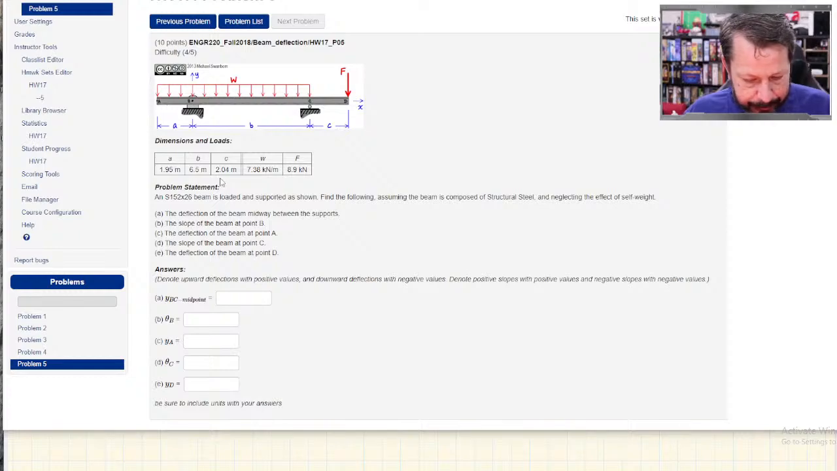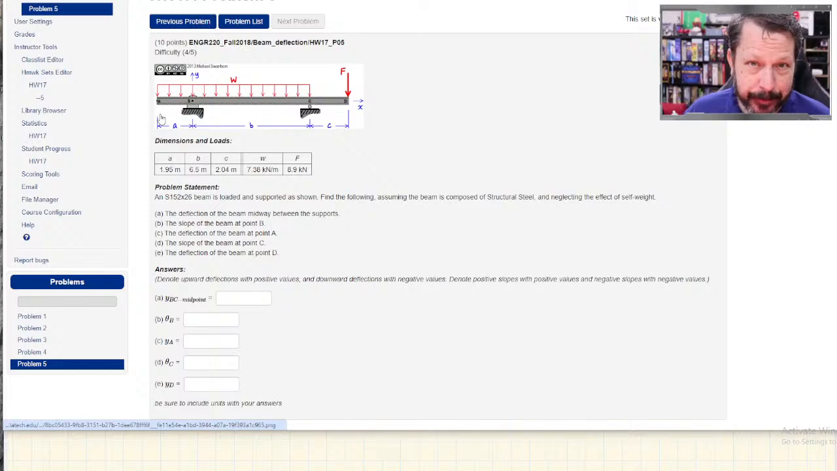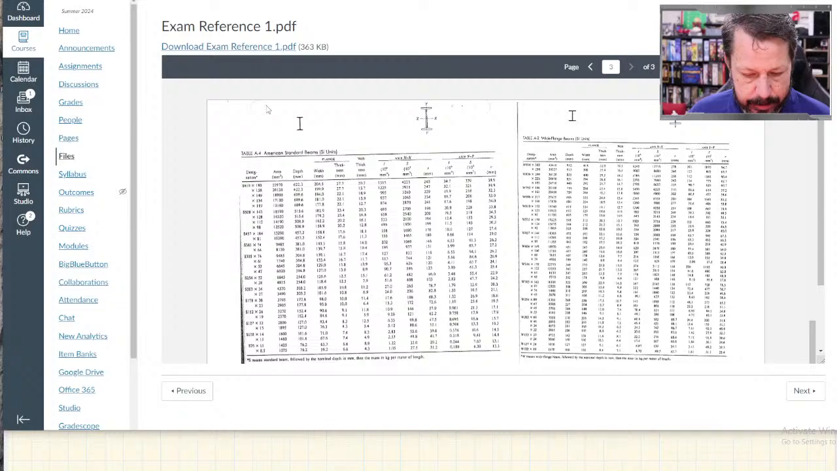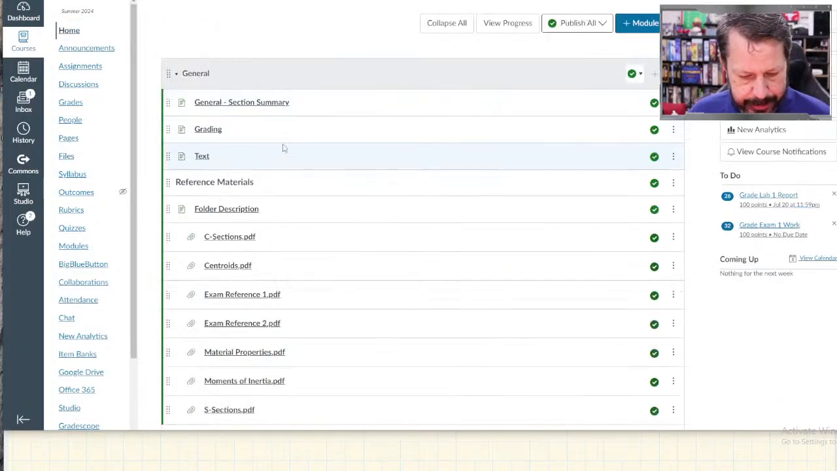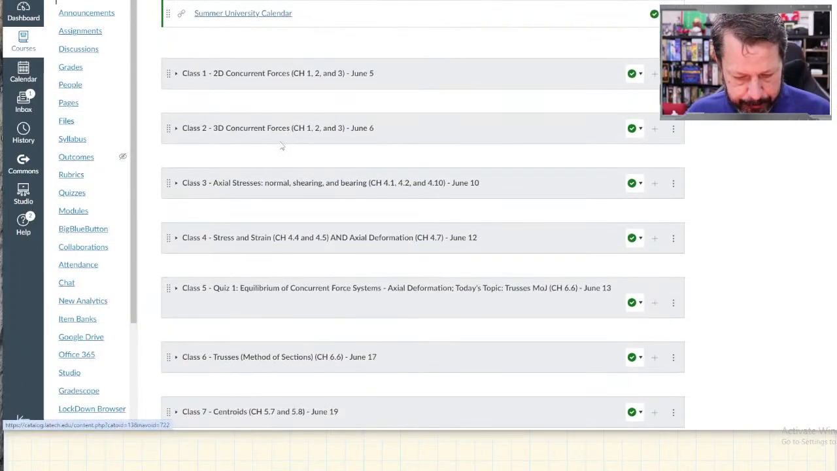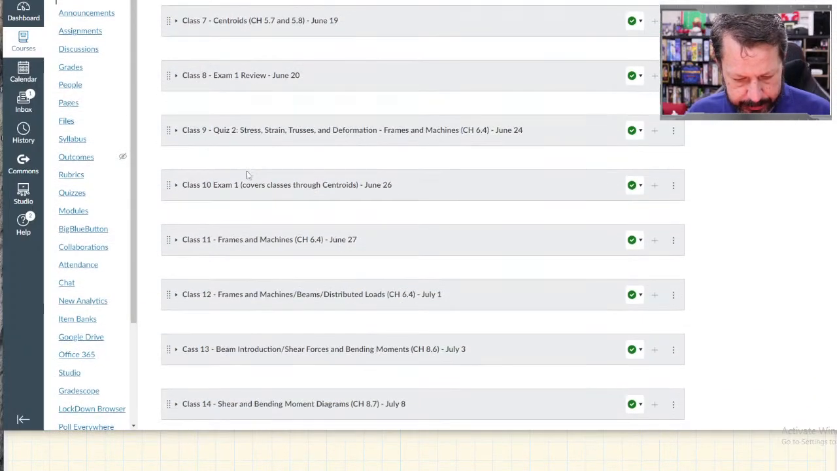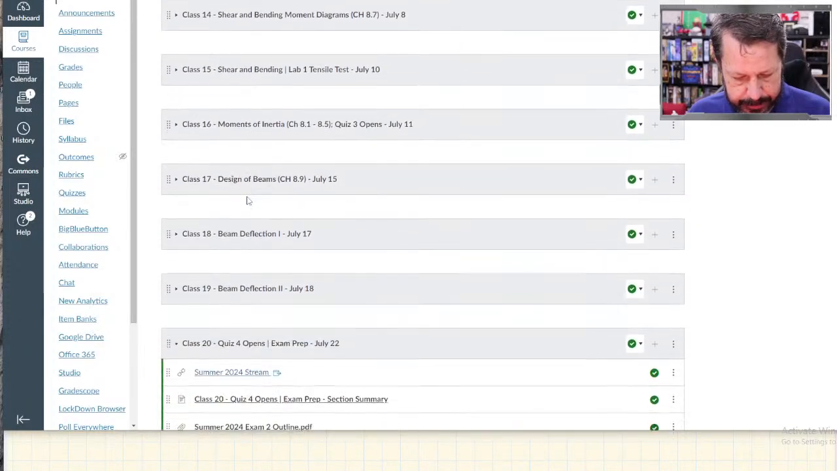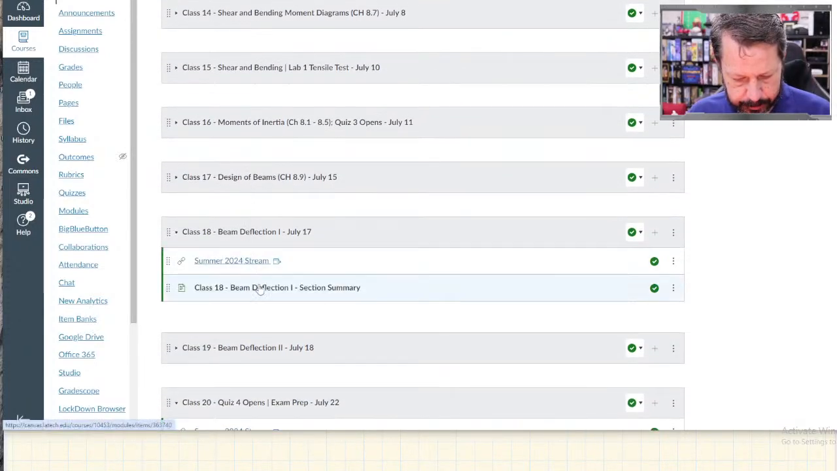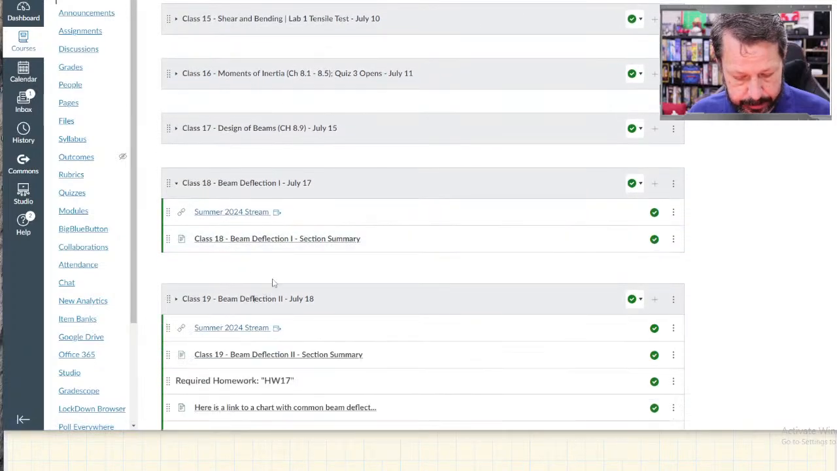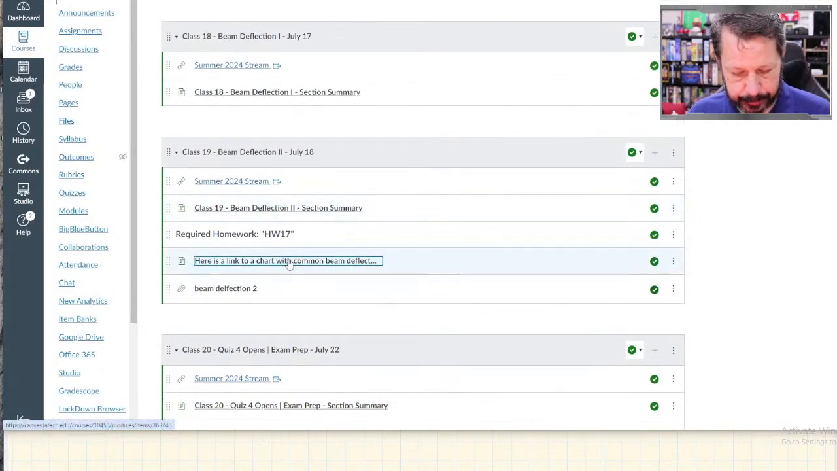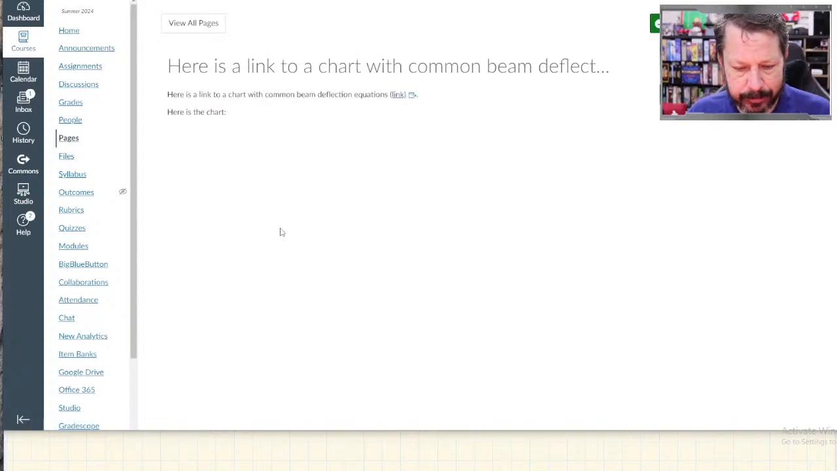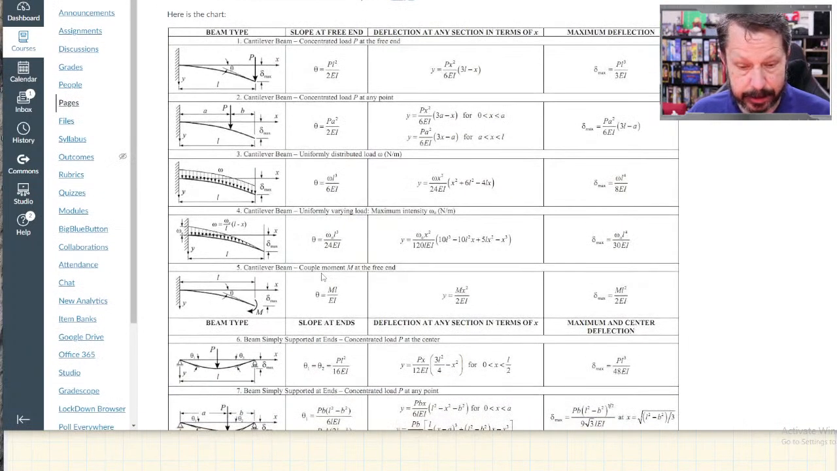Let's see. So we have part I, the deflection of the beam midway between the supports. So we're going to need our beam equation charts. Let's see if we can find a good copy of that. I think I had a nice clear copy on the first day of beam deflection. Let's see. Here? No, maybe it's on the second day. Yeah, this one. There is one on the exam references, but this one is just easier to look at.